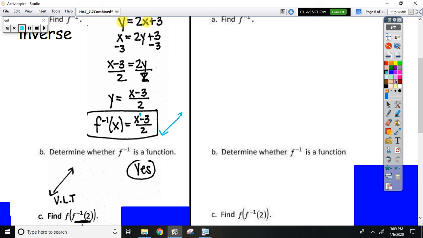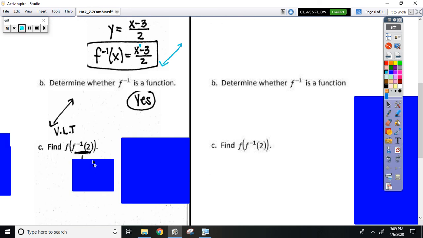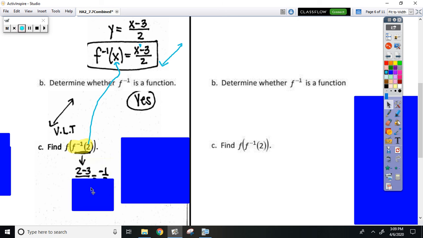And then for part C and D, they want us to find the composition. This is using stuff we learned in 7.6 last week. Now, they want us to find f inverse of 2. Remember, for function composition, we always start on the inside. So we're going to find f, the inverse of f, of 2. So we're going to take 2. We're going to plug it into this function we just found. So 2 minus 3 all over 2 is -1/2.